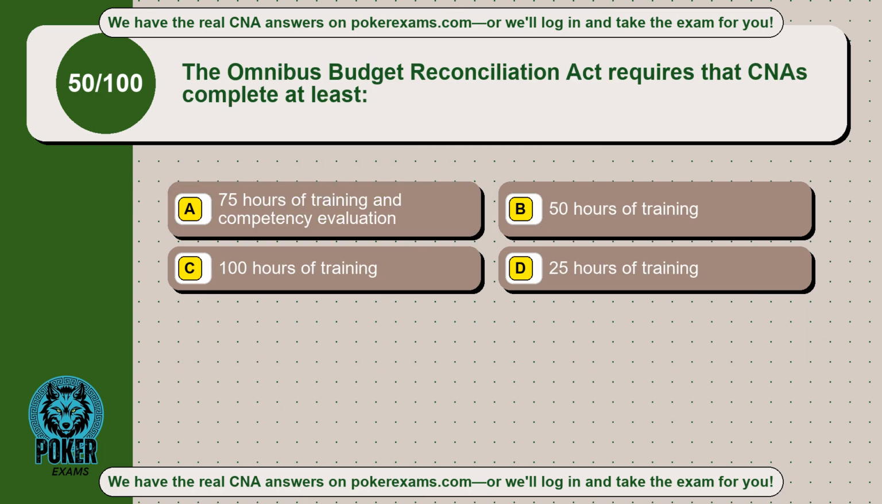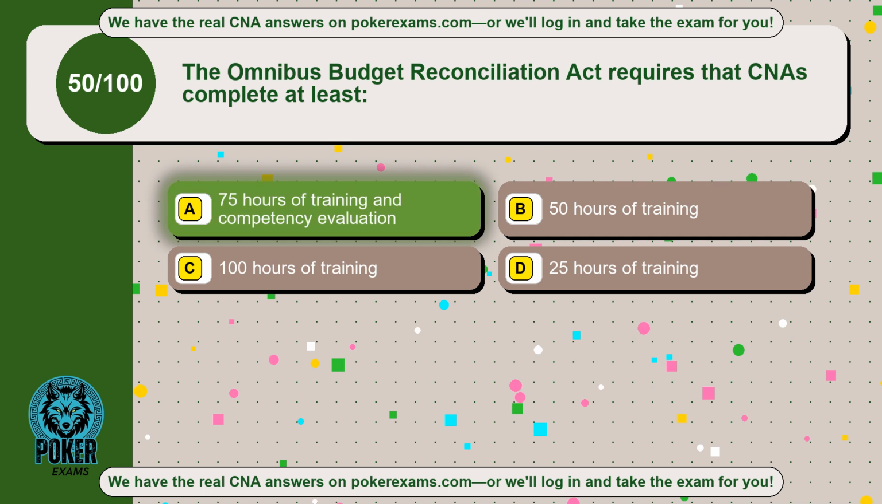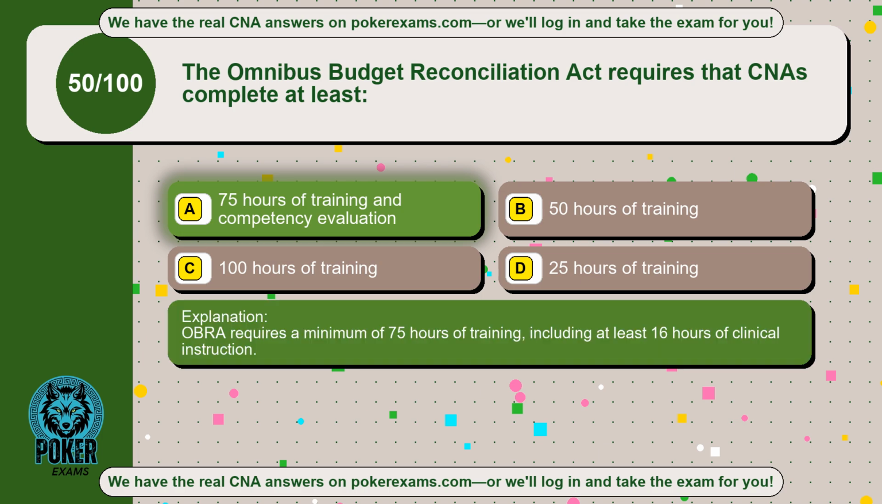Question 50. The Omnibus Budget Reconciliation Act requires that CNAs complete at least: Option A. 75 hours of training and competency evaluation. Option B. 50 hours of training. Option C. 100 hours of training. Option D. 25 hours of training. The correct answer is option A. 75 hours of training and competency evaluation. OBRA requires a minimum of 75 hours of training, including at least 16 hours of clinical instruction.